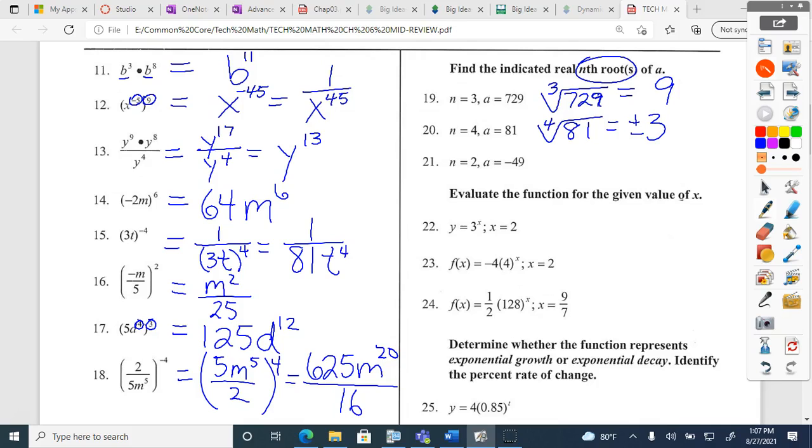All right. 21, last one in this section. Square root of -49. Can you take an even root of a negative number? No. So this one, no real numbers, no real answer. How did they say it? No real nth root is what they say. Okay. Not real. No real nth root. Or you can just put not real. That makes it a lot simpler.